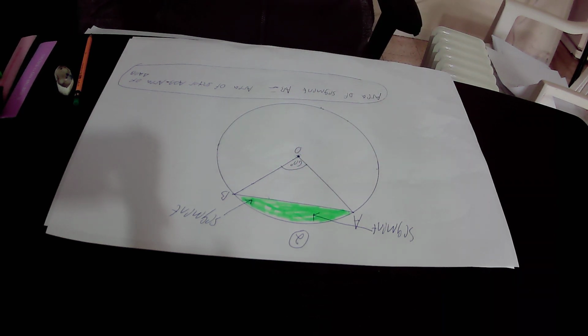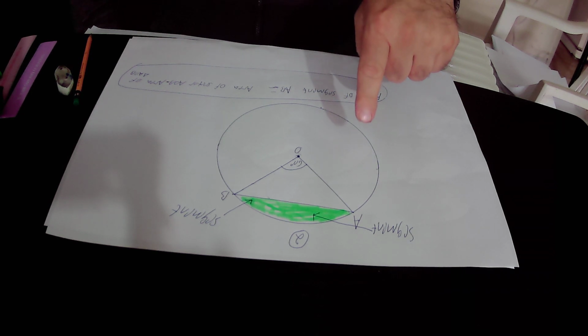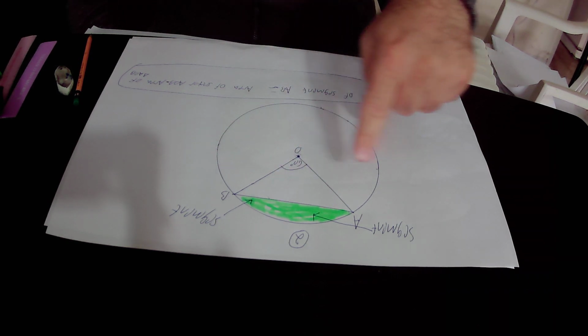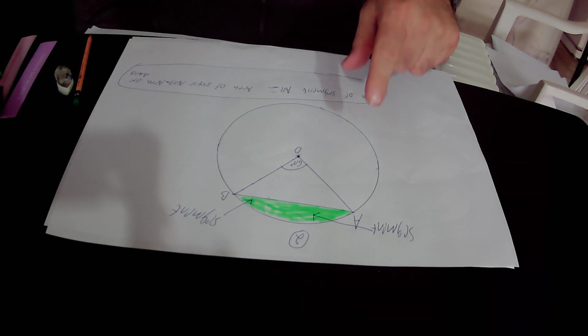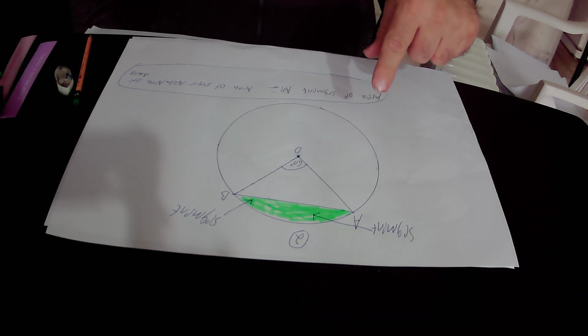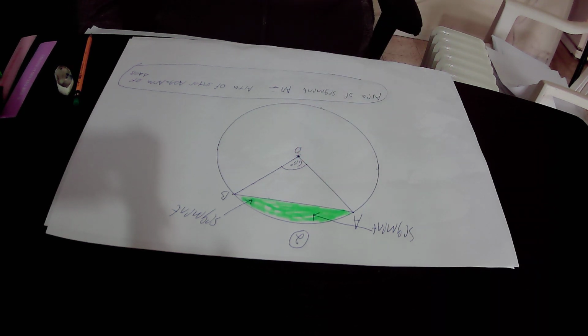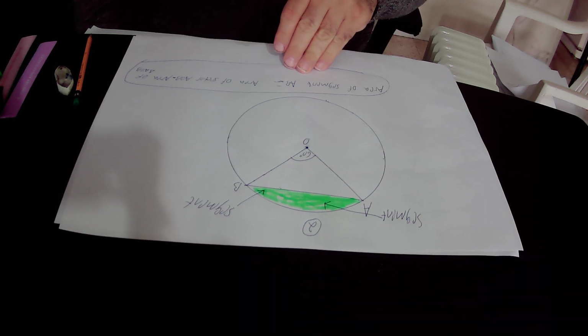Okay, again, a segment is the area that is bounded by arc AB and chord AB. A segment is the area that is bounded by an arc and the chord that is attached to that arc inside a circle. And the area of a segment equals the area of sector AOB, in this case, minus the area of triangle AOB. Okay?